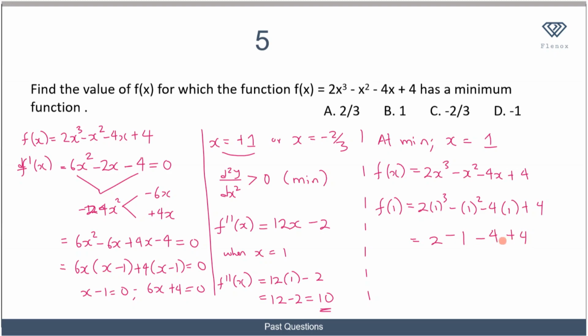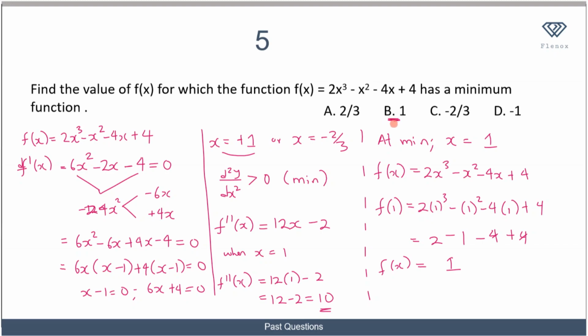So what do you have? This cancels out this. I have 2 minus 1, and 2 minus 1 equals 1. So the value of f of x when x is equal to 1 is also equal to 1. So the correct option to this question is option B.